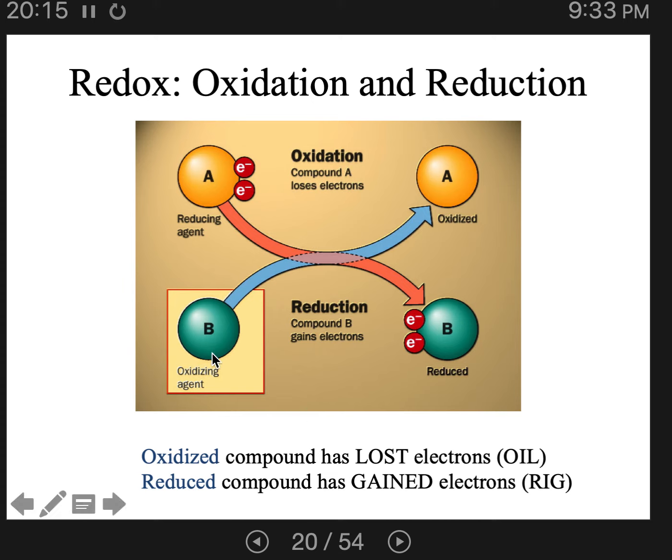So here's an oxidizing agent. An oxidizing agent is a molecule that oxidizes other molecules. So this molecule is becoming reduced. The oxidizing agent is becoming reduced by stealing the electrons from this other molecule. So here you have the OIL RIG. Oxidation is loss of electrons. Reduction is gain of electrons.